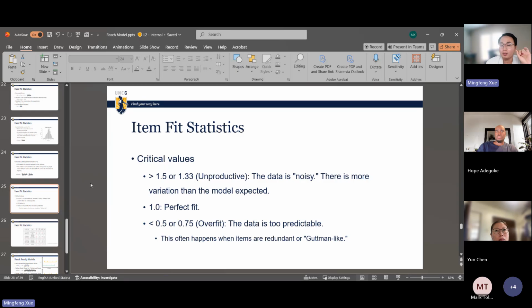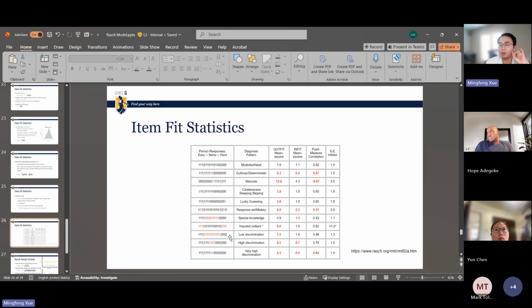Under the Rasch model, we can calculate the infit and outfit, and then based on the infit and outfit statistics, we can revise our items, depending on whether an item is too noisy or too predictable. Moreover, this table can also make the interpretation more straightforward. So we have many items. In terms of difficulty, the left hand side is more easy, while the right hand side is more difficult. You can see there are lots of ones on the left hand side, while there are lots of zeros on the right hand side because it's more difficult.